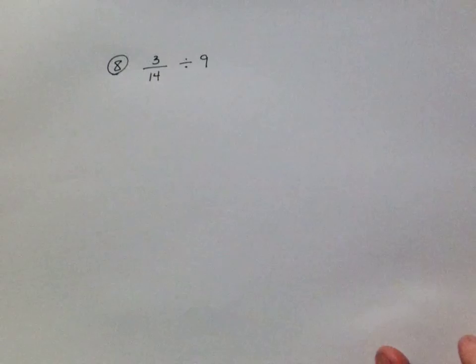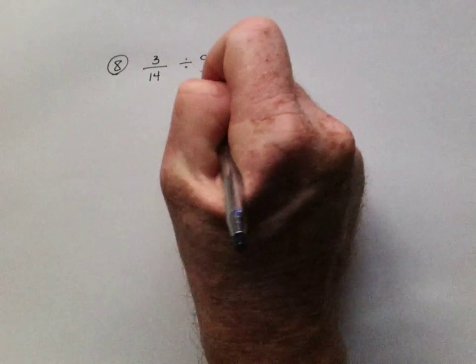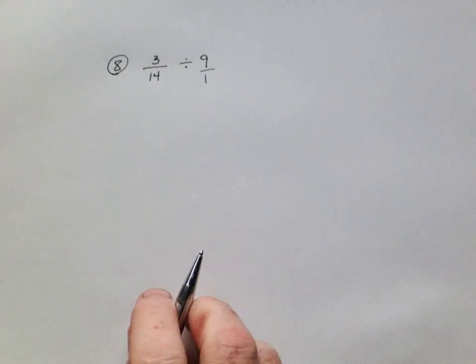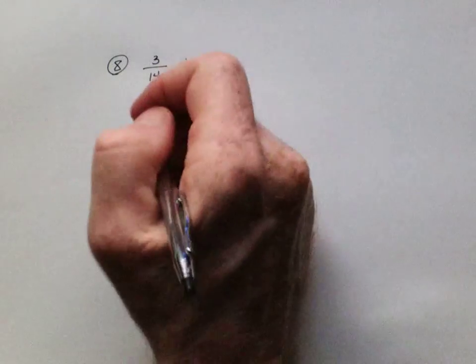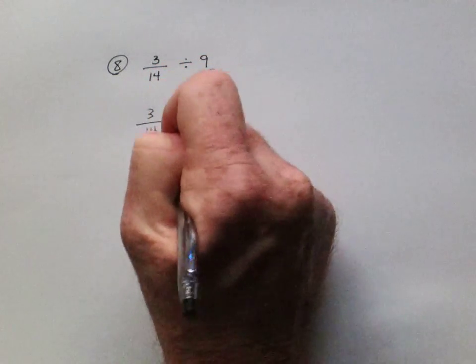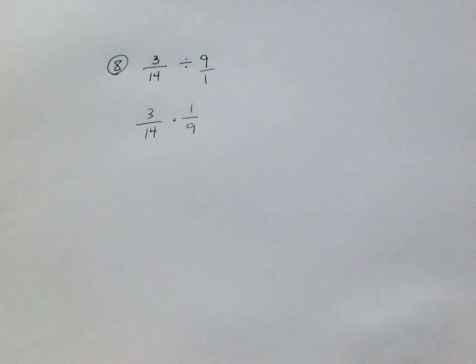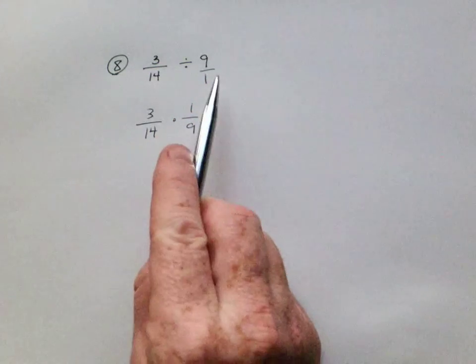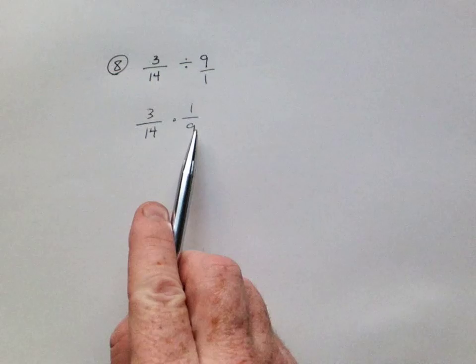So this one is straightforward. First of all, you could rewrite 9 as 9 over 1. Then invert and multiply. So invert the second fraction, it becomes 1 over 9.